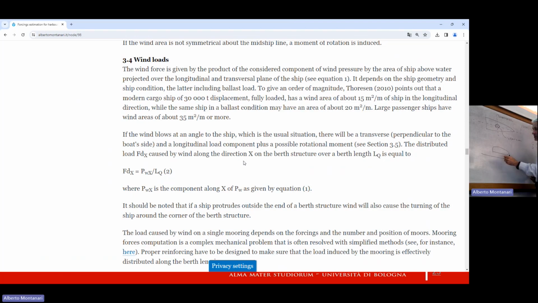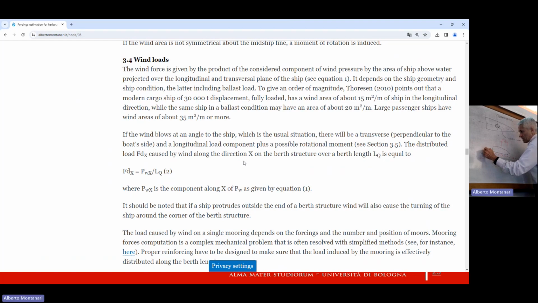Okay, you can have a forcing given by the fact that the ship is subjected to forcing in this direction, and this is F, let's call it F distributed Y, which is given by the component of the wind direction along the Y direction divided by LQ. Okay, this is LQ. And this is something that basically you can schematize in this way.